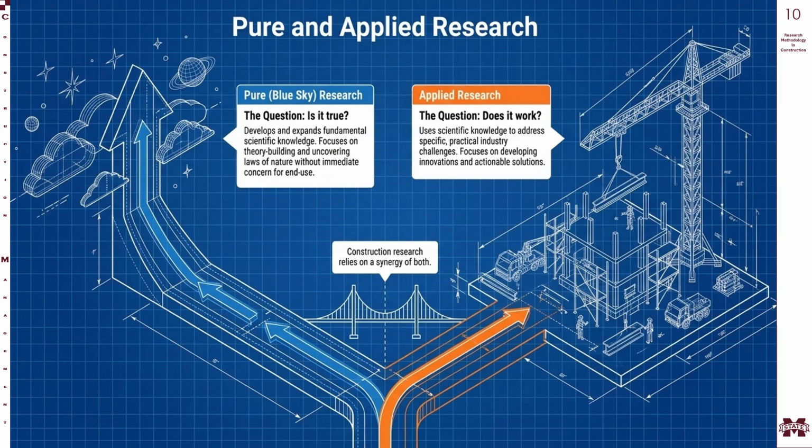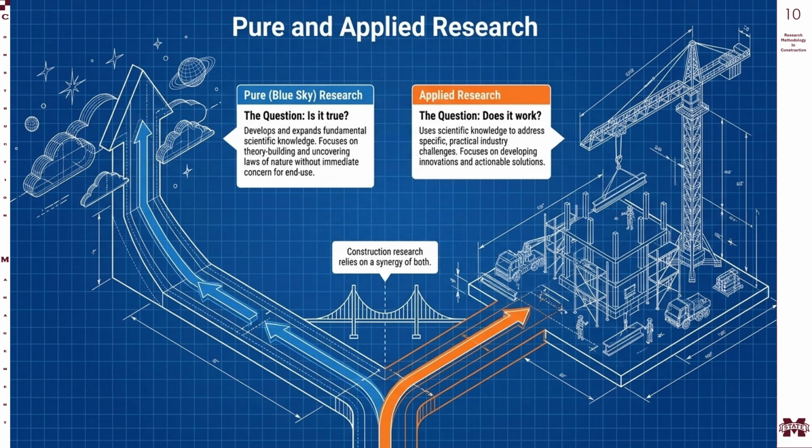Research can be placed on a spectrum from pure to applied. Pure research, sometimes called blue sky research, is mostly about discovering fundamental theories and laws. It's driven by questions like, is this true? Or how does this work in principle? Applied research is more focused on practical use. It asks, does this work in the real world? Or how can we solve this specific problem?